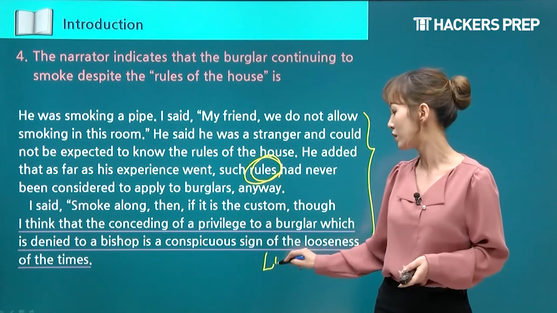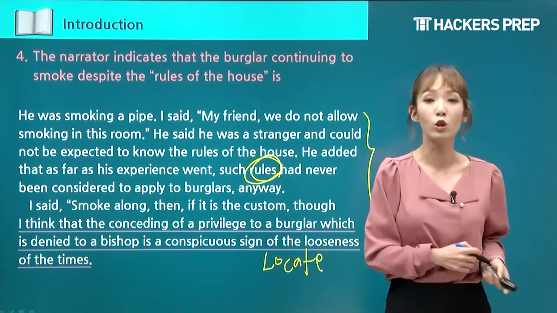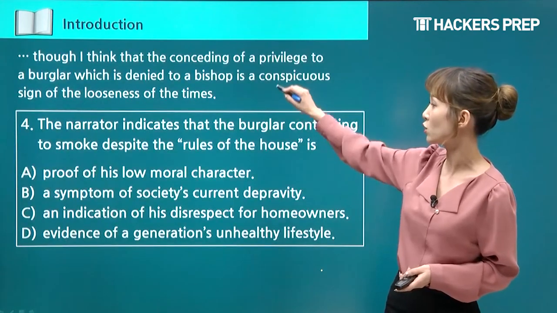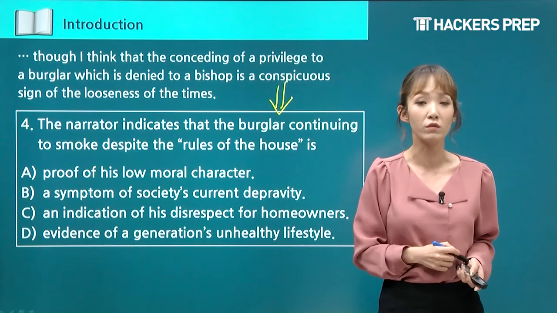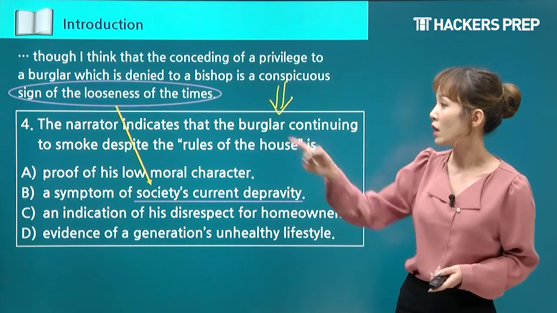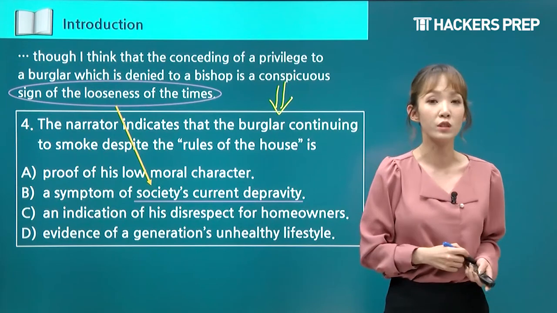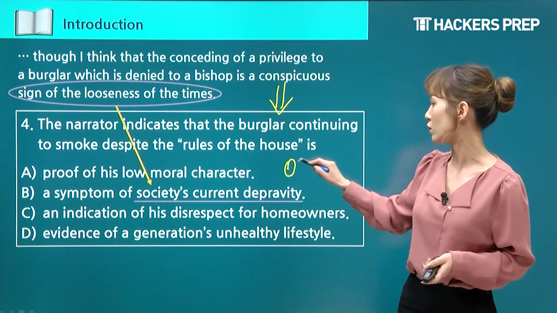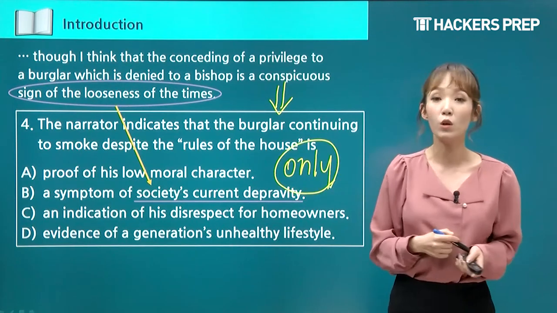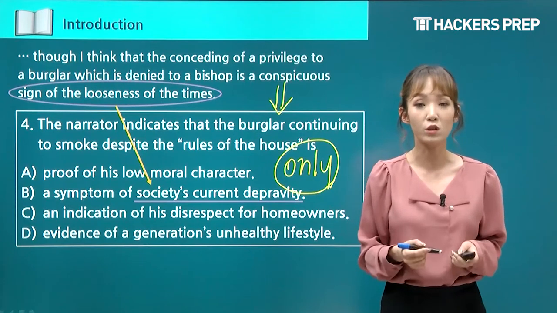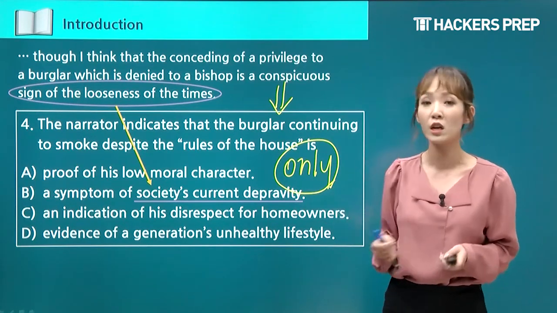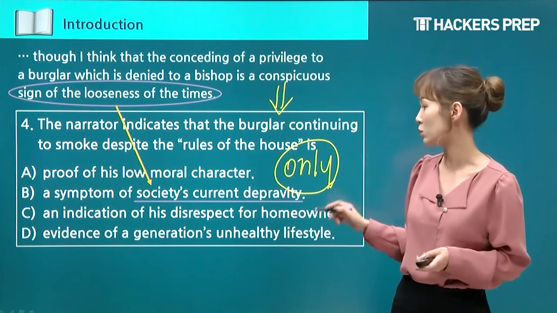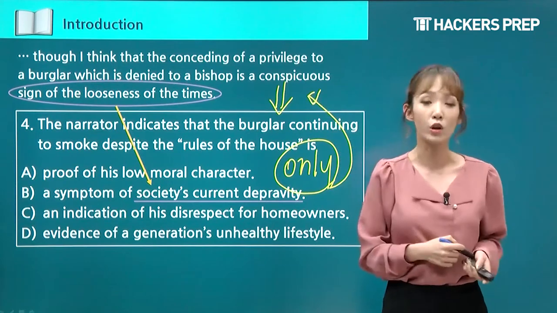Now that we have done what? We have located the information in the passage. What was next? We have to go back to the answer choice and make sure we find the correct paraphrased version of this in the answer choice. Looseness of the times would be society's current depravity. So our only answer choice would be B. Now, if you heard, I just used the word only, meaning what? Again, there's only one correct answer choice. There is no controversy over questions that appear on the SATs. There is one absolutely true answer choice, and that is possible because why? It is going to be somewhere in the passage.